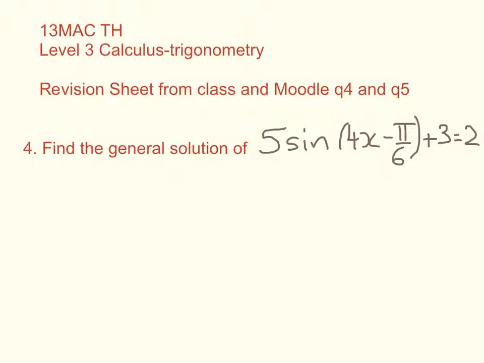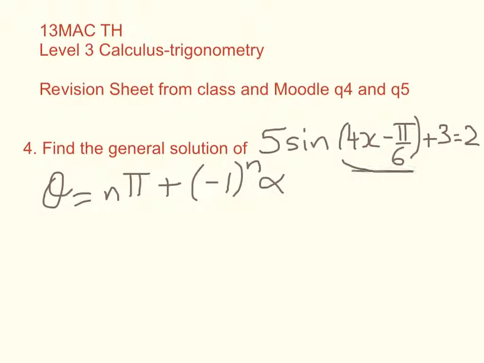So we're looking at a general solution problem, and general solutions to sine equations come in this form: theta equals n pi plus negative 1 to the power of n times alpha. In this case we are going to be working with the stuff in the brackets next to the sine function.